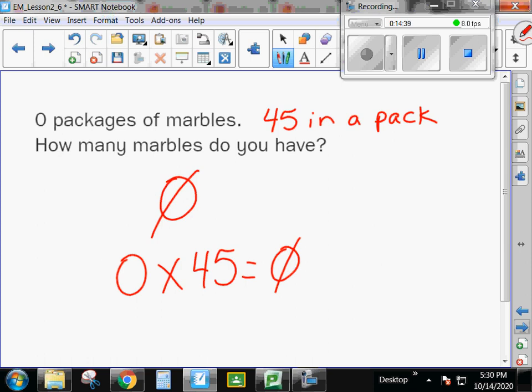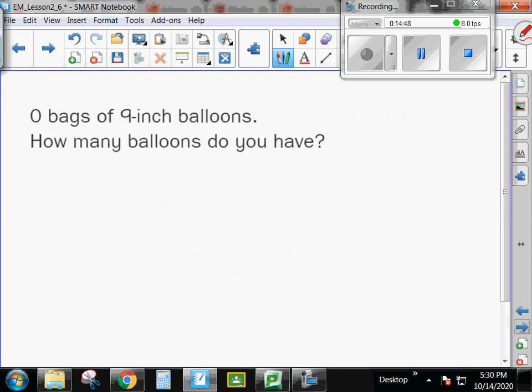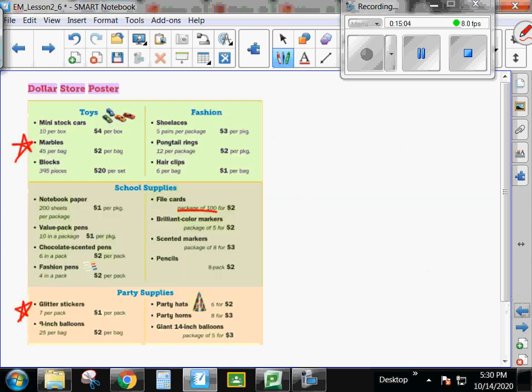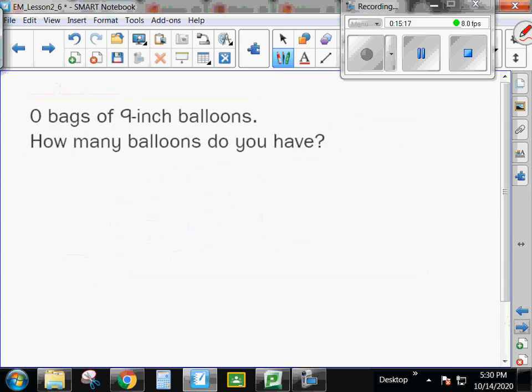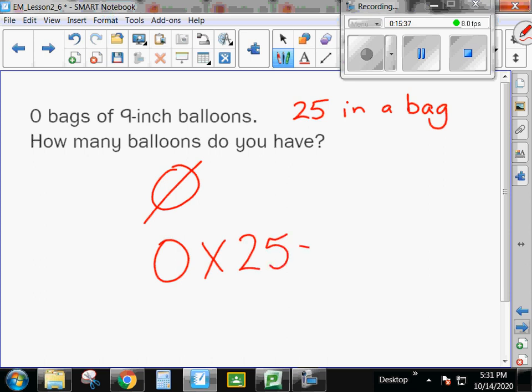All right, so 0 packages of marbles. It doesn't matter how many are in that package. If I have 0 packages, I have 0 marbles. Okay, so now how about a bag of 9-inch balloons? If I have 0 bags of 9-inch balloons, how many balloons do I have? Well, even if I go back and look at my packages of balloons, where are the balloons? Right here. There's 25 in a bag. So now, if I have 0 bags of 9-inch balloons, even though there's 25 in a bag, how many do I have? Well, I have 0 because I don't have any bags. Again, what's my number model? 0 groups of 25 equals 0.